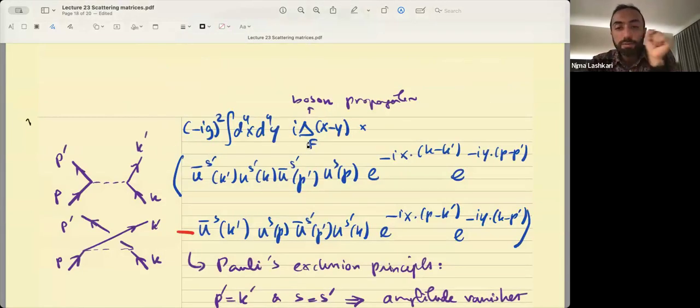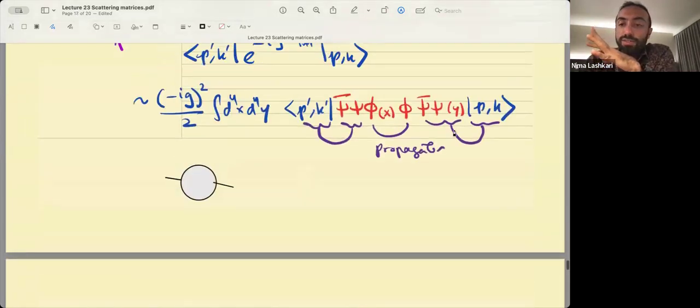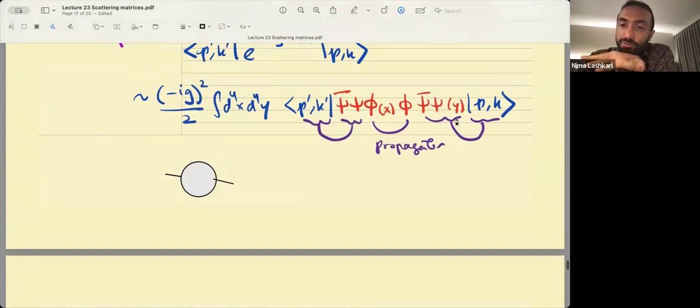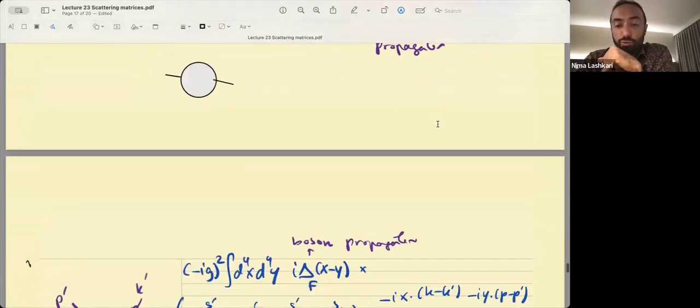Then what we have is psi bar psi at X and psi bar psi at Y, right? You Fourier transform them, and you're going to get these factors, e to the minus i x (k minus k prime) and e to the minus i y (p minus p prime). Well, how to explain this? You just Fourier transform and do the contractions here. That's all you need to do.